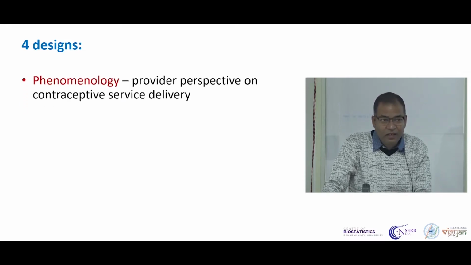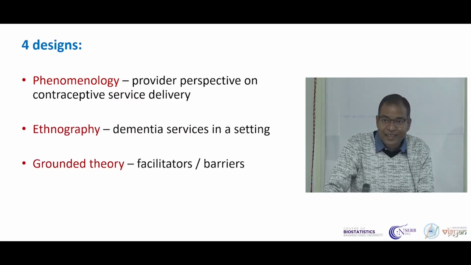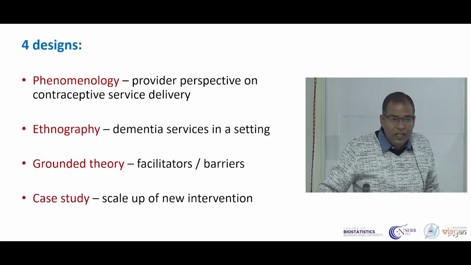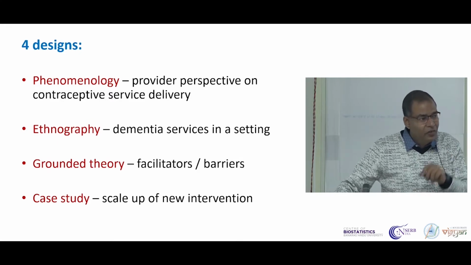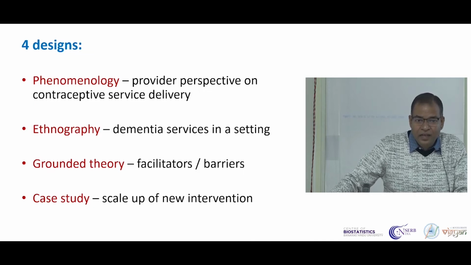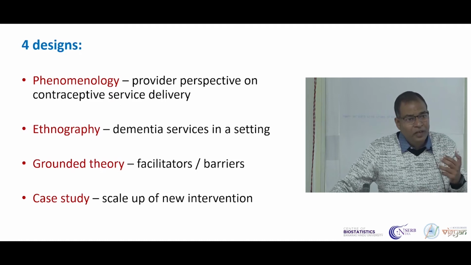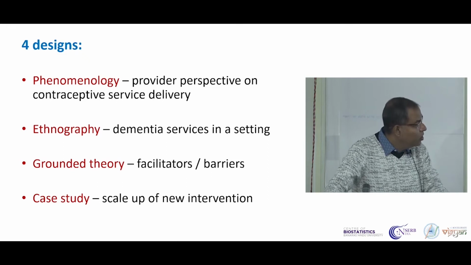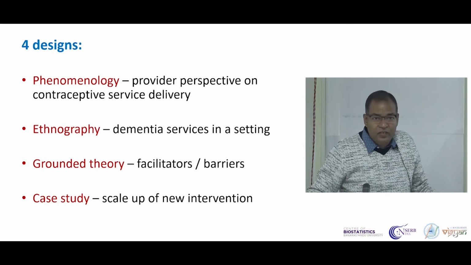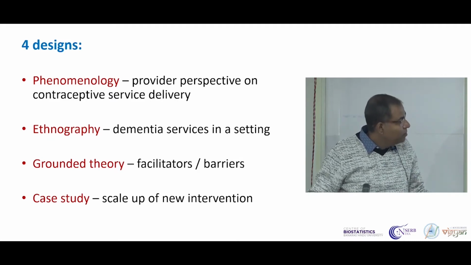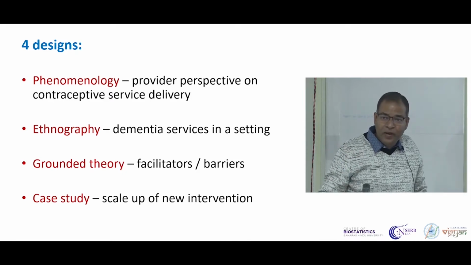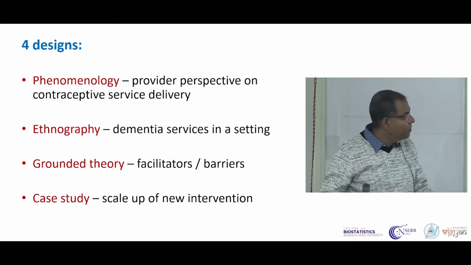There are basically four major types of qualitative research: phenomenology, ethnography, grounded theory, and case study. So what is phenomenology? Phenomenology means a particular phenomenon of interest or event is being observed and interviews are done with the participants. The study participants are asked what they think about this thing. In that way, we capture the actual phenomena, what is going on. For example, in a study on provider perspective on contraceptive service delivery, some HIV patients are coming to have HIV services, and they are also going to use contraceptives.